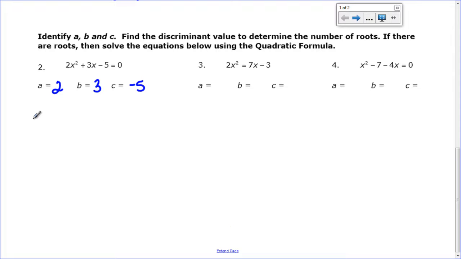And so we're going to do the discriminant first because it says find the discriminant value. So we're going to do b squared minus 4ac. We're just going to plug in what we know from our a, b, and c and find out what it equals. Well, b is 3, so I'm going to do 3 squared minus 4 times a, which is 2, times c, which is -5. Then I'm going to pick up my calculator and type this in exactly like I wrote it: 3 squared minus 4 times 2 times -5.